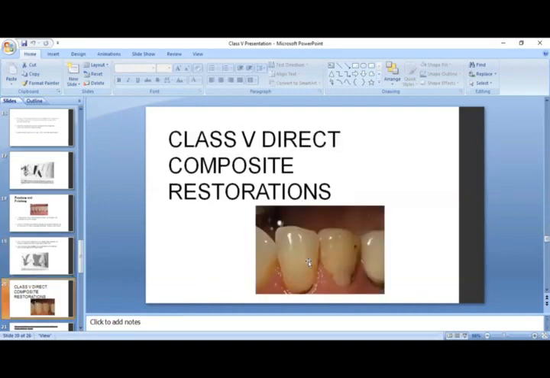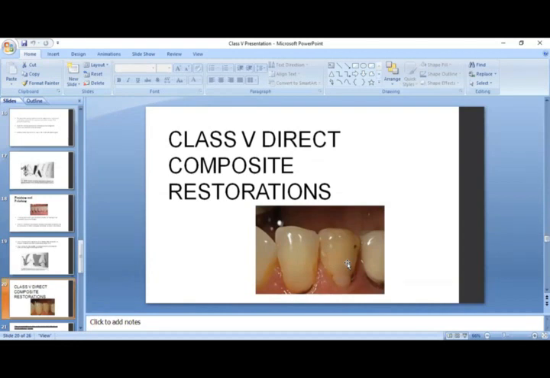Okay, now this is the tooth colored material for the class 5 restorations. As I mentioned earlier in the previous lecture, there is a difference between the tooth color restoration and the amalgam, which is silver. There is a difference in the convenience form, there is a difference in the bonding, there is a difference in the retention resistance features, and there is a difference in the other features as well.